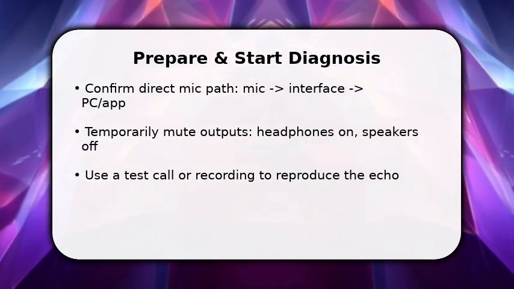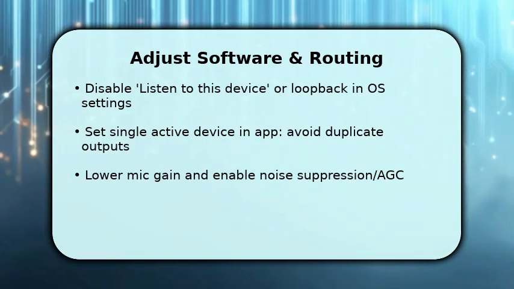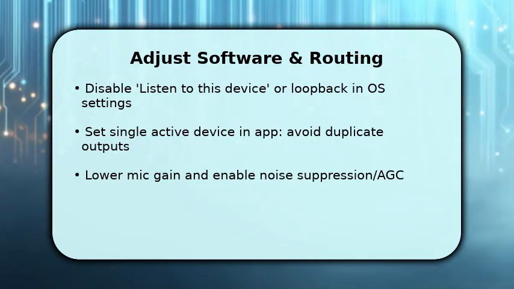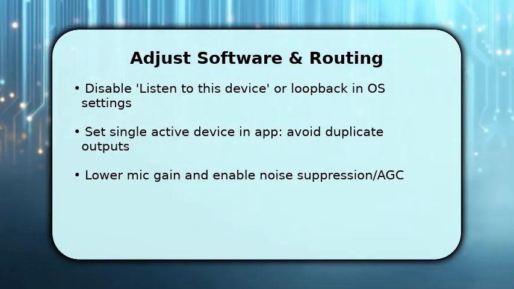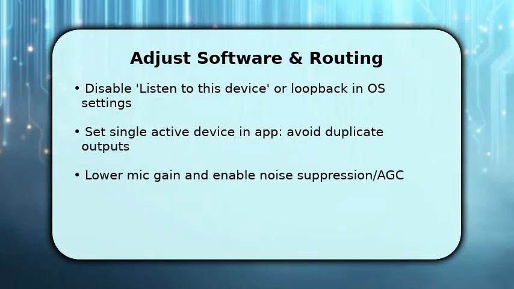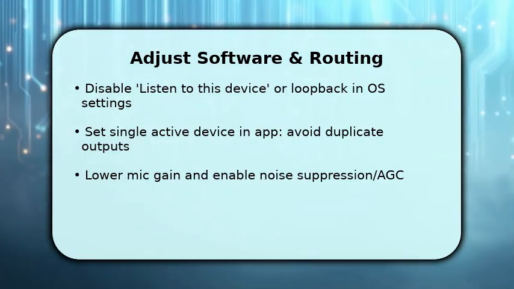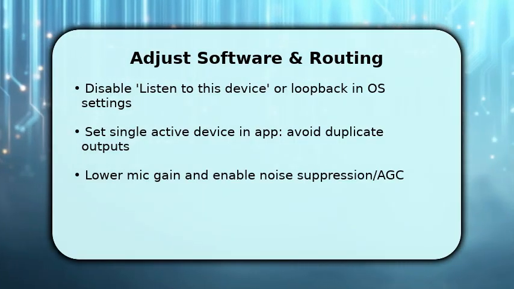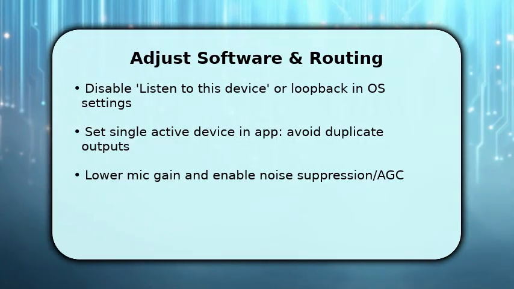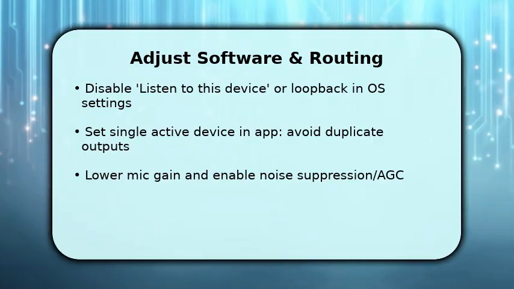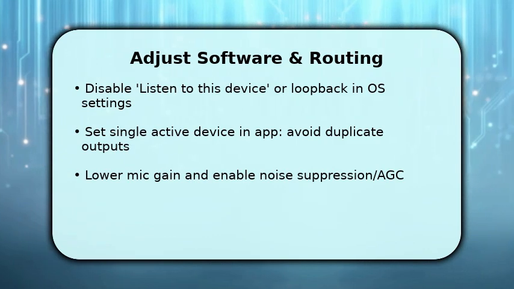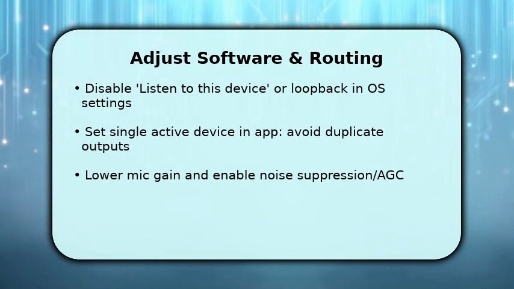Now you address the common software causes. Open your OS and app audio settings and turn off any loopback or listen to device features that feed mic audio back into the output. Then ensure the app uses only one output device to avoid duplicate streams. Tweak gain and enable noise suppression or automatic gain control to reduce sensitivity that exaggerates echo. Once these changes are applied, perform another test. If the echo persists, you'll move on to driver and hardware.